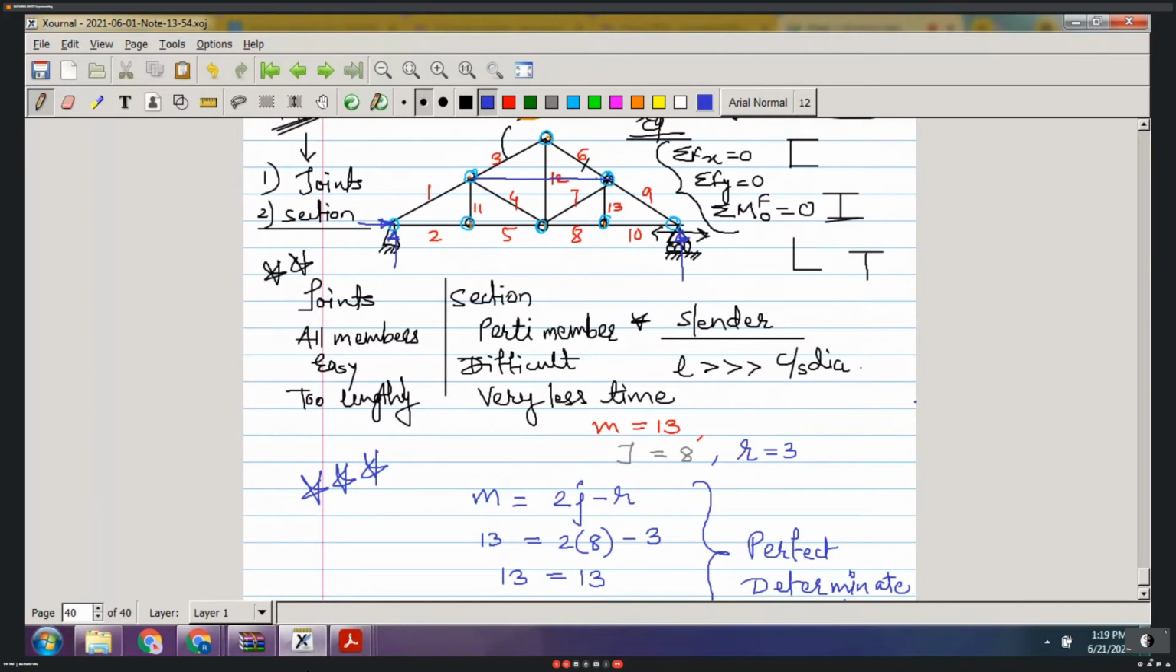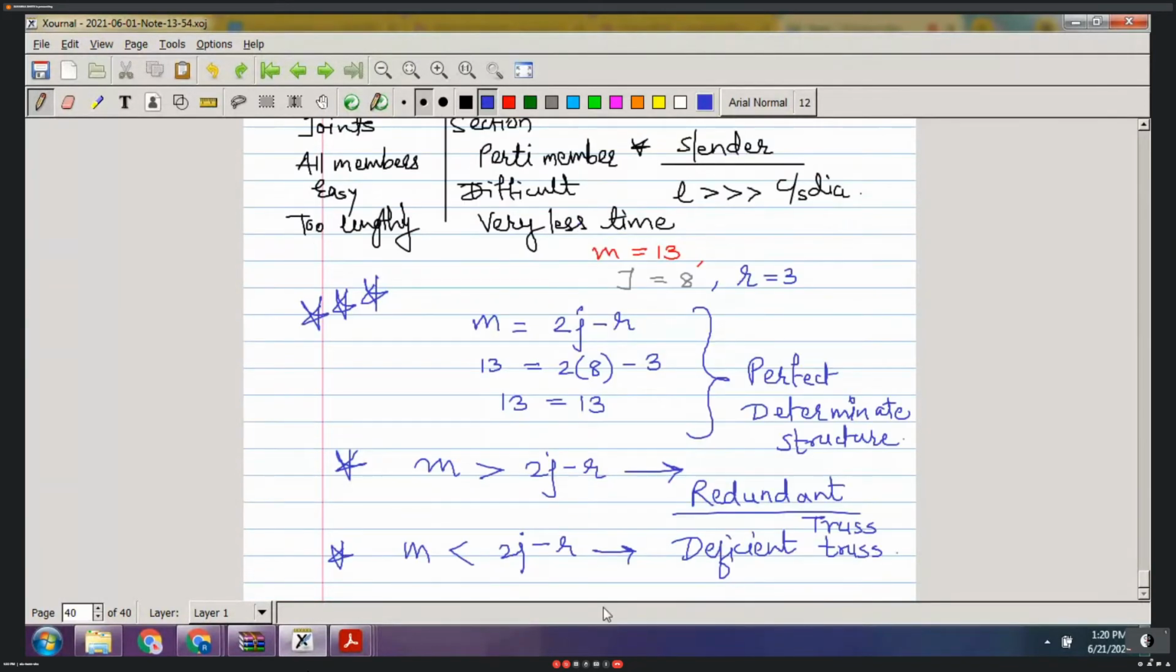Okay, understood? The opposite can also be a case. If I remove any one of the members, say I removed member number 4 from the truss, will my equation M equals 2J minus R be satisfied? No, ma'am. Joints remain the same, reactions remain the same, but one member will be less. So 12 cannot be equal to 13. Correct? It will be a deficient truss. I require one more member to make it a perfect truss. Right? So this is that condition.